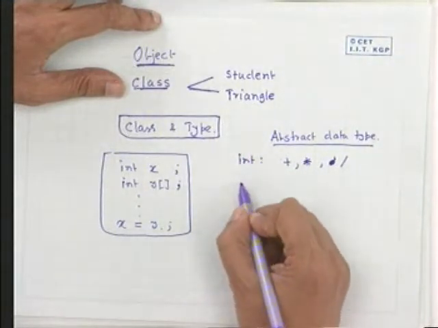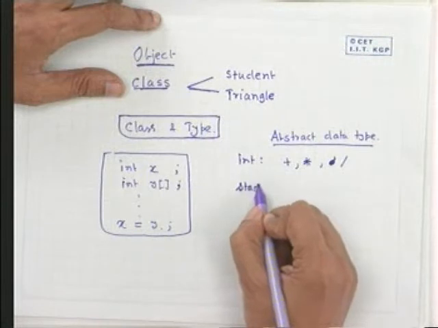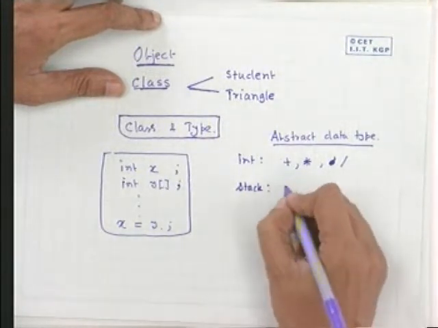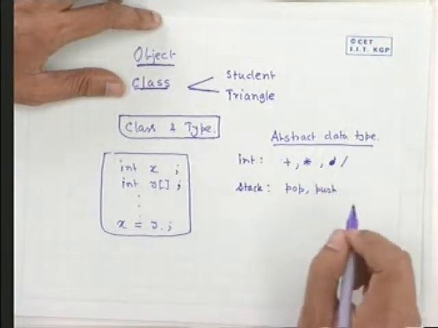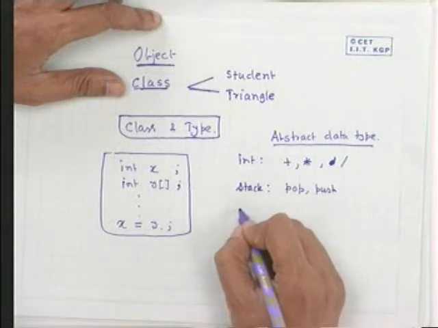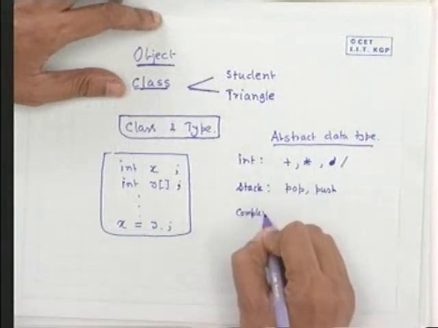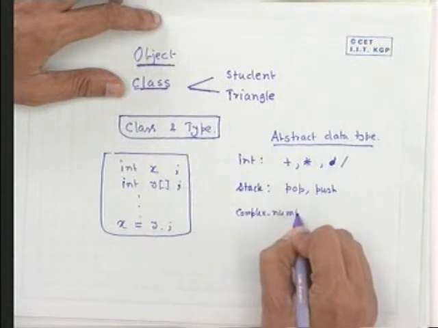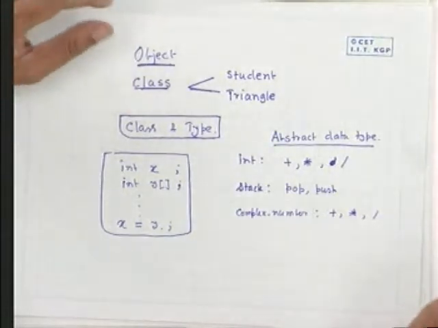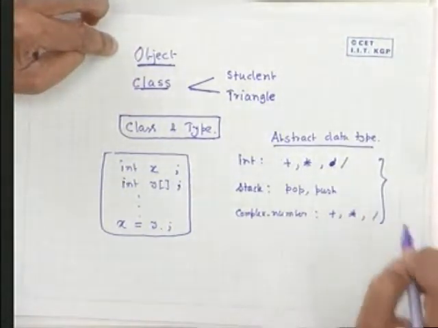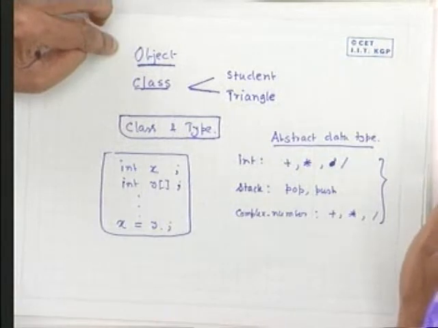Similarly, if you define an abstract data type called stack, we know that the operations supported on stack are pop, push, etc. We can define an abstract data type called complex number, and again we can define operations such as plus, multiplication, division, etc. The concept of abstract data type can be thought of as something which led us to the definitions of objects and classes.